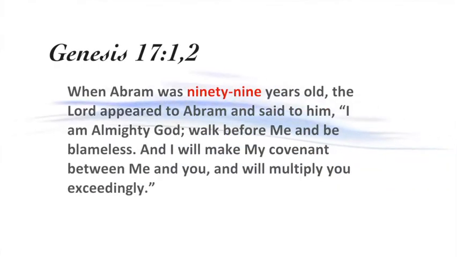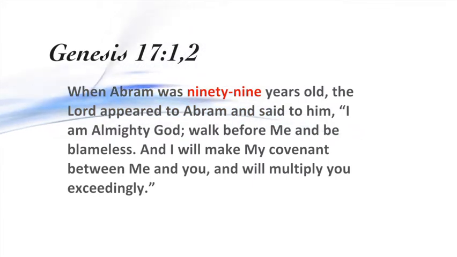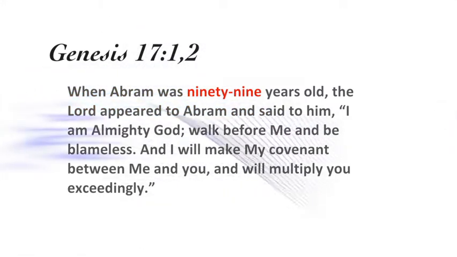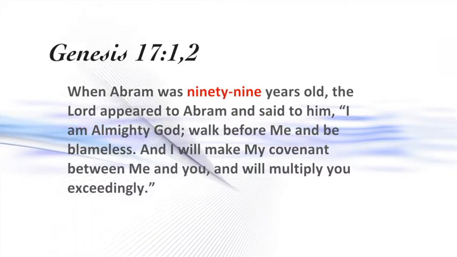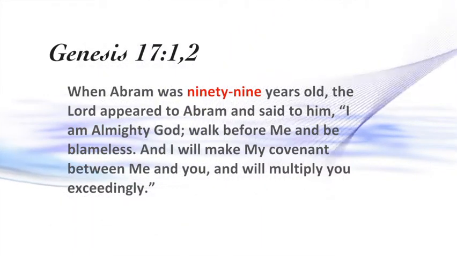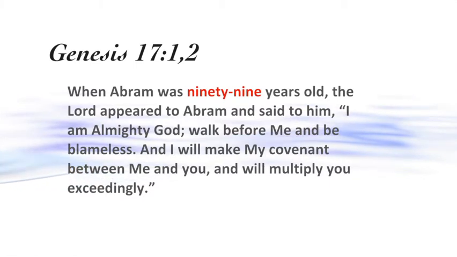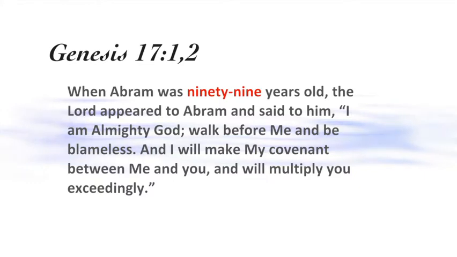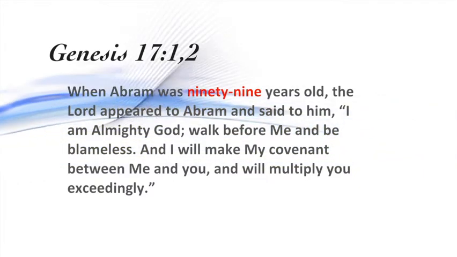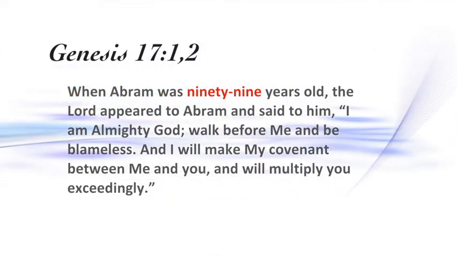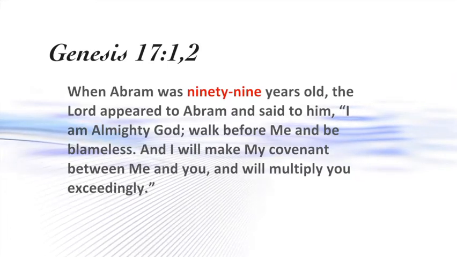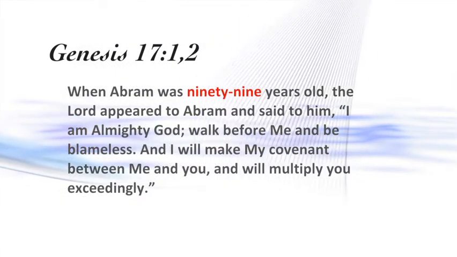He says, when Abraham was 99 years old. Now 99 signifies he had reached the end of his doing it in his own strength. For 9 is the final digit, the number of finality. And so 99 signifies the fact that he had reached the end of his own strength. And at this point the Lord appeared to Abraham and said to him, I am Almighty God. This is El Shaddai, the God who is more than enough, the God whose strength is perfected in your weakness.